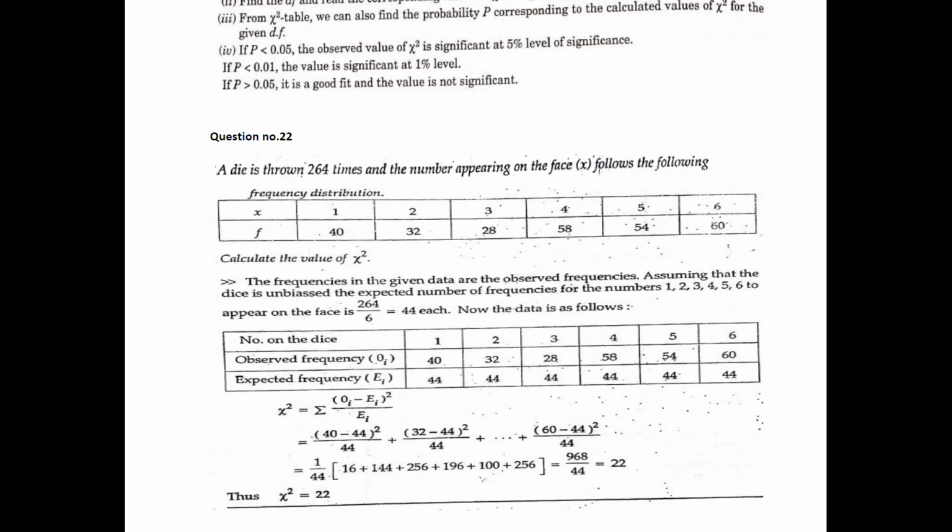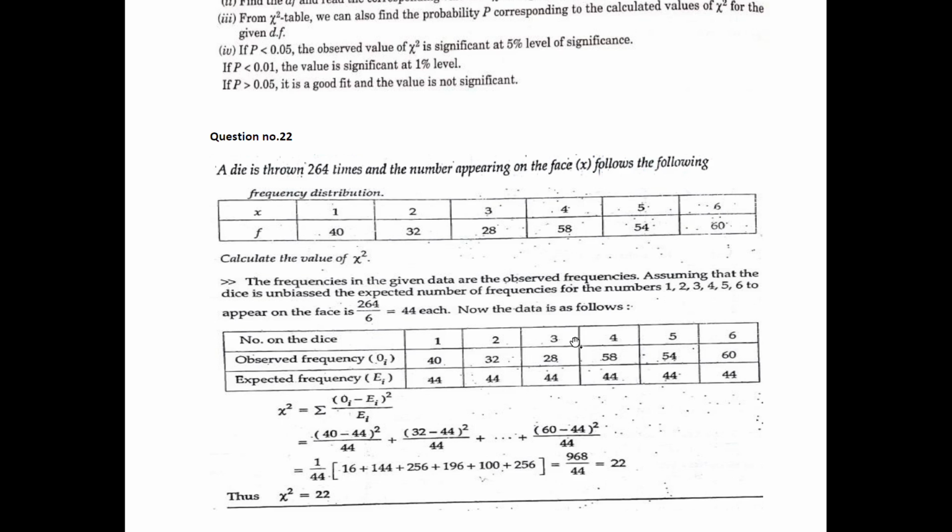So we can calculate the theoretical value: it is 264 divided by 6, since all the faces should show up equally. If it is thrown 264 times and there are 6 faces, we find the theoretical value by dividing 264 by 6. We get 44 each. That means each face may appear 44 times when you throw a die 264 times. This is the theoretical value.